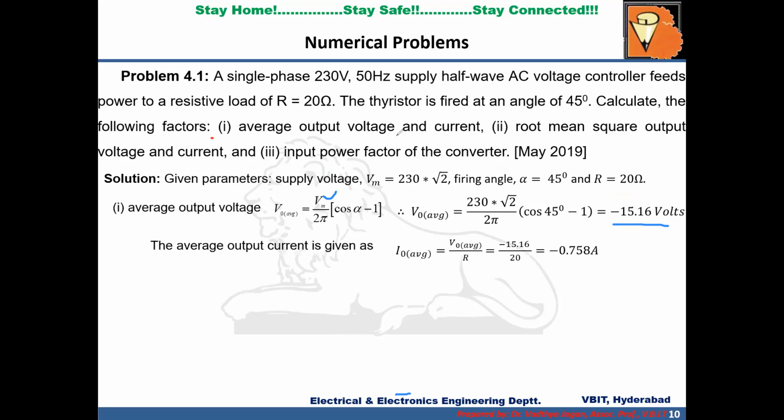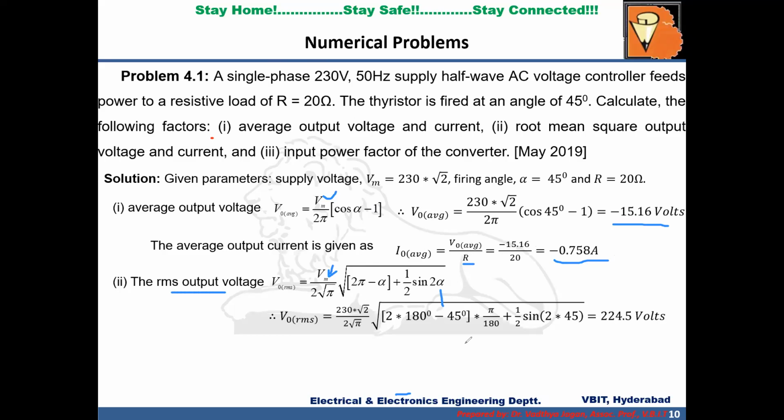Similarly, I can calculate the current, which is V average divided by R. So minus 1.16 divided by 20 will give a current of minus 0.758 amps. Similarly, I can calculate the RMS output voltage, which is Vm by 2 root pi under root (2 pi minus alpha plus 1 by 2 sine 2 alpha). We know alpha is 45 degrees and Vm is 230 into root 2. 2 pi is 180 degrees, minus alpha 45 degrees. Because this value is in degrees, to convert it into radians we multiply with pi by 180, plus 1 by 2 sine 2 into 45 degrees. That will give a voltage of 224.5 volts.